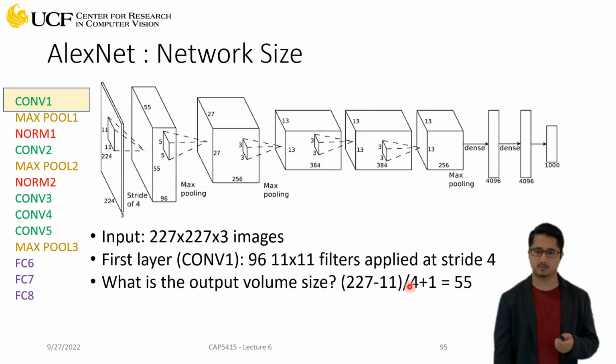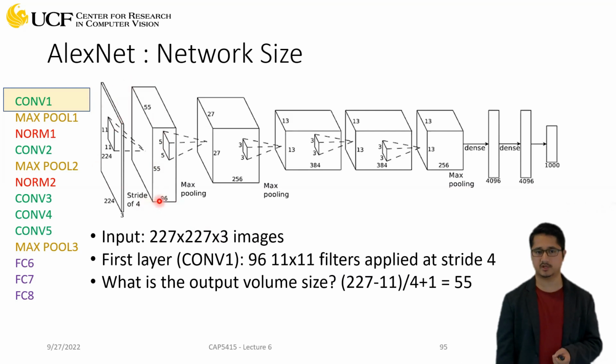Now, if you use the formula which we already know, you can just put it there, and that will give you the number 55, and that's why you have 55 cross 55 resolution of the output activation map. And the third number, the depth of the activation map, is 96. This 96, as you know, is coming from the number of kernels we have. So we have 96 different kernels, which means we will get 96 of these activation maps. Okay, so that was the first convolution layer.